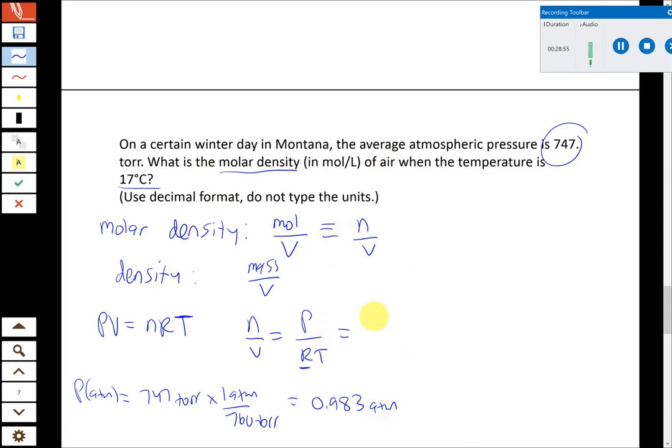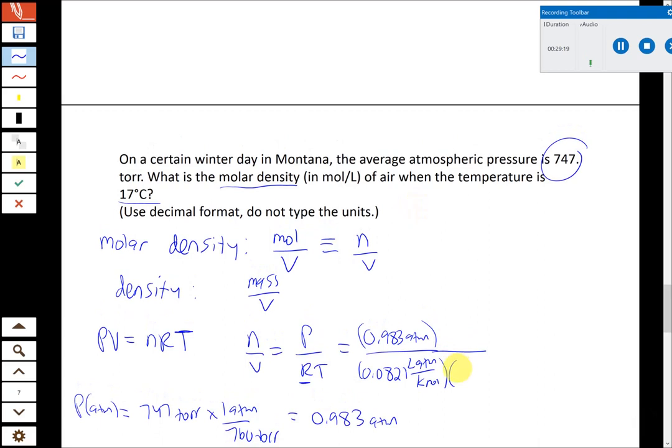So what we're going to get then is 0.983 atmospheres, and we're going to divide that by R, which is 0.0821 liter atmospheres per K mole. And then the temperature, 17 Celsius, is going to be 290 Kelvin.